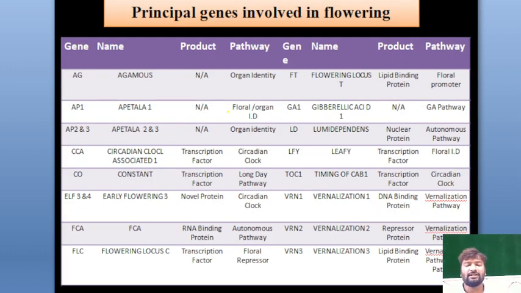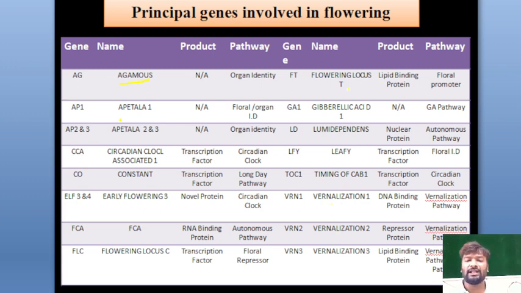So in the last lecture, we have discussed some genes which are involved in the flowering process, such as AGAMOUS, APETALA 1 and 2, CCA1 circadian clock associated 1, CO constant, ELF 3 and 4 early flowering 3 and 4, then FCA, FLC flowering locus C, FT flowering locus T, GA1 gibberellic acid 1, LD luminidependens, LEAFY, TOC1 that is timing of CAB 1, VRN vernalization 1, 2, 3.